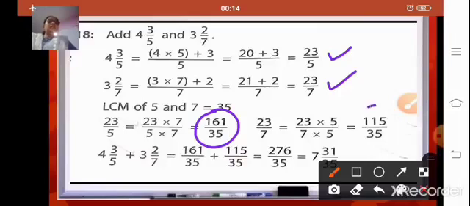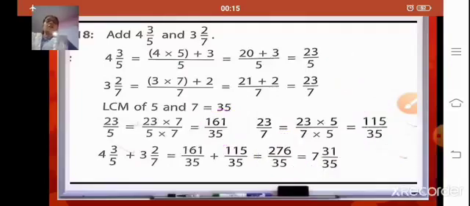Same way, when you multiply the numerator you will get 115 upon 35. So 161 plus 115 will give you 276 upon 35. So to convert it into a mixed fraction, when you divide 276 by 35, you will get the answer as 7 whole 31 upon 35. Whereas 7 is your quotient, 31 is your remainder and 35 is your divisor.